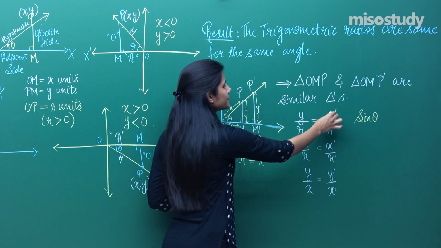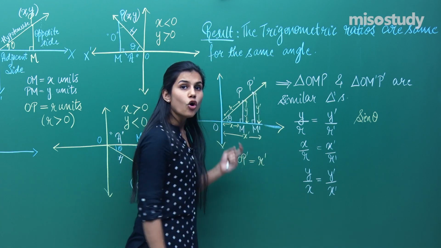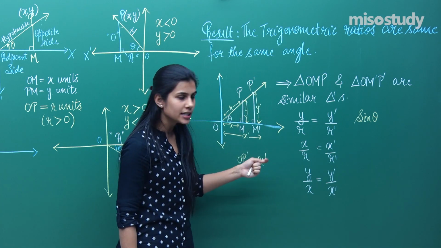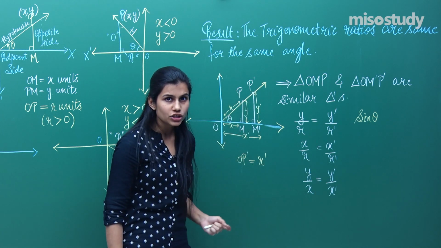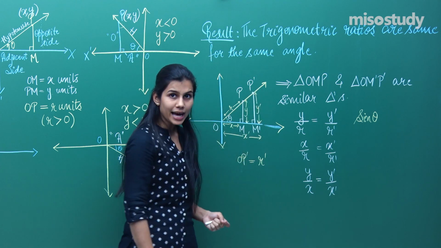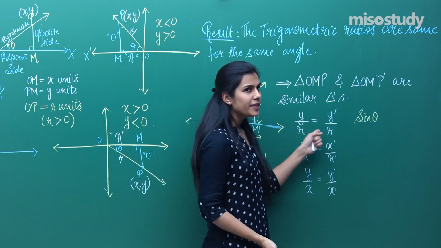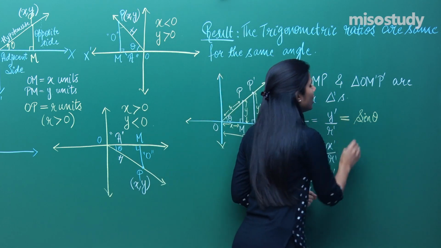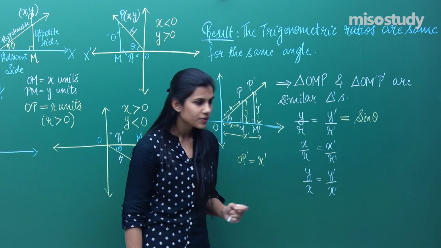But if you observe what is y dash upon r dash, then y dash is the opposite side of theta and r dash is nothing but the length of the hypotenuse of the triangle of reference OM dash P dash. So this is again sine theta. That means both these ratios are equal and they are equal to sine theta.